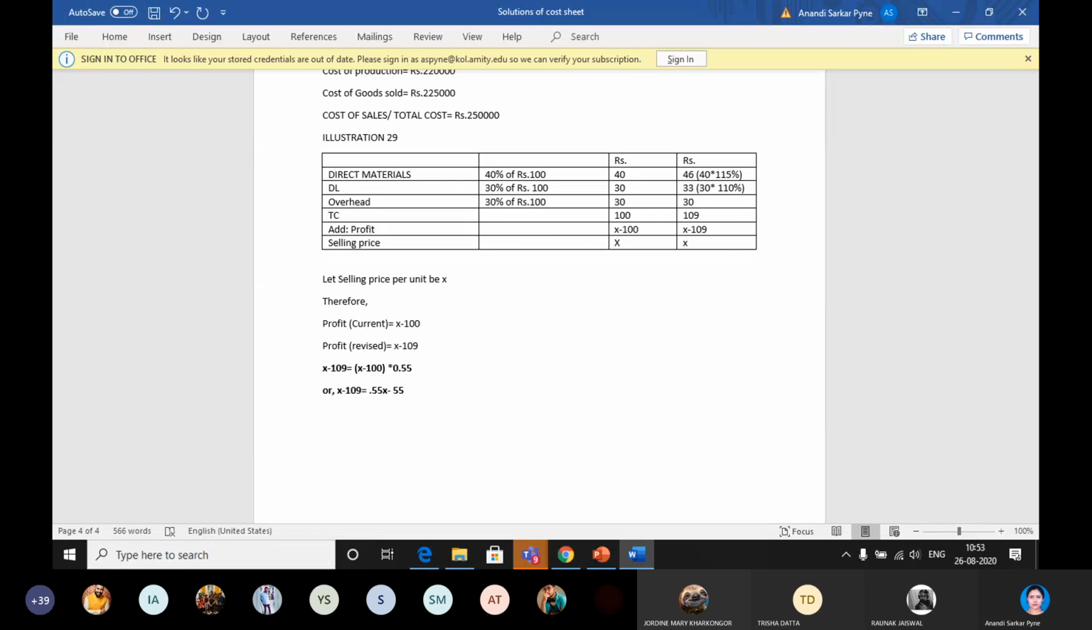So 100 minus 55, that is 54.5, and on the other side 0.55 minus 1, so 0.45.